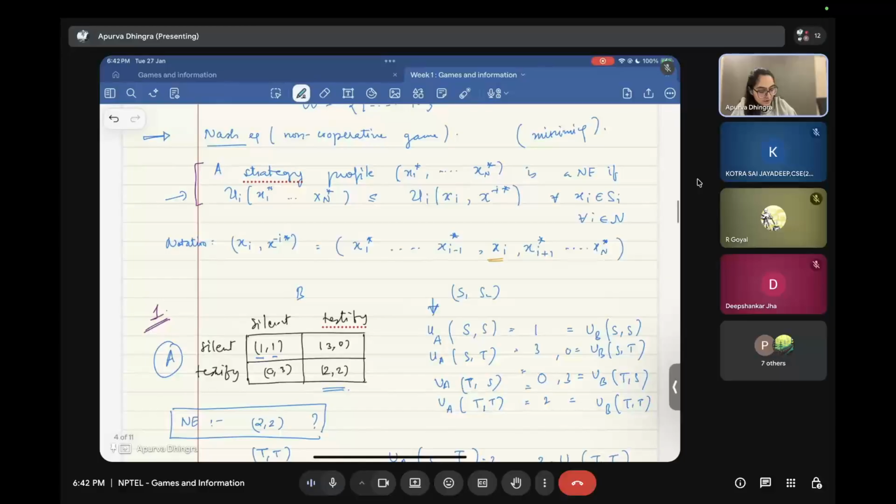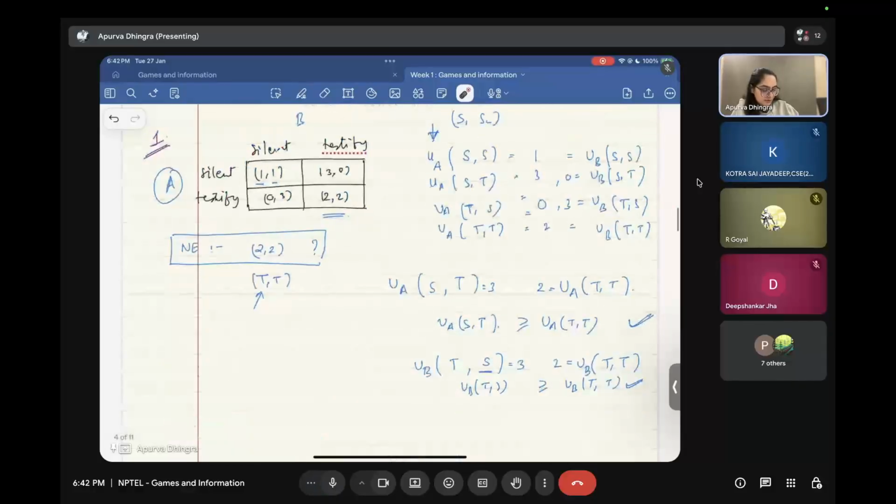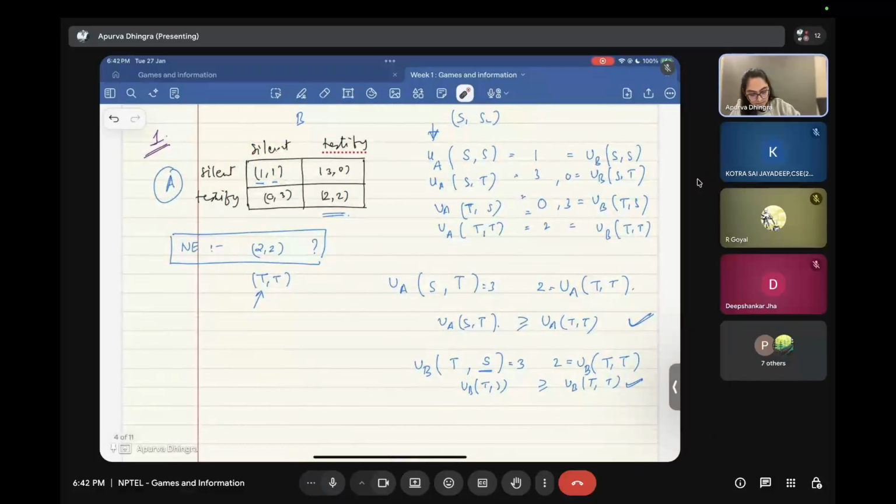We were supposed to check it for all i and all strategies xi. For us, xi should at least be different from xi star, only then it makes sense, otherwise it's equal and there's nothing to check. So there's only one option to check for each player, and we did all of that, meaning we have confirmed that this is a Nash equilibrium.